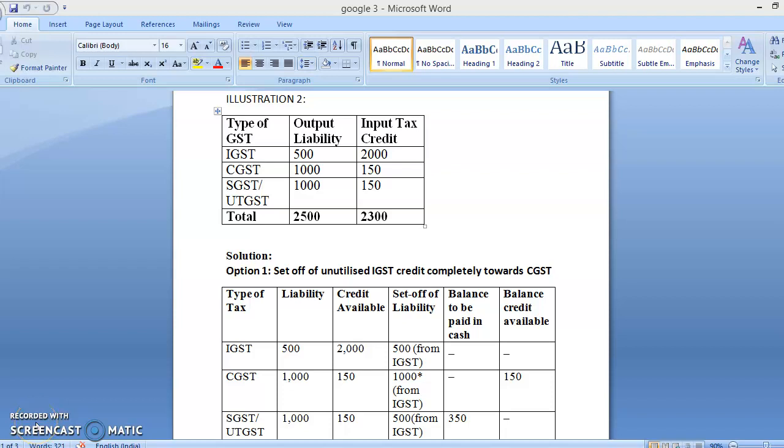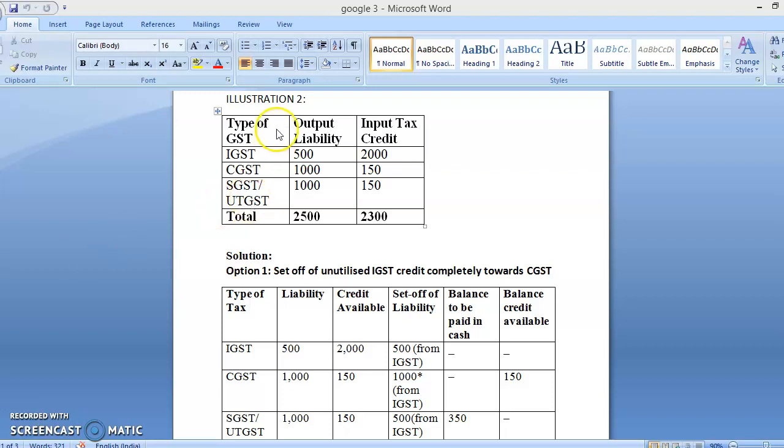Hello students, today let us solve an illustration to pay the output liability using the input tax credit. In last class I had explained the rule 88A with an illustration. Now let us continue the same thing with this illustration.